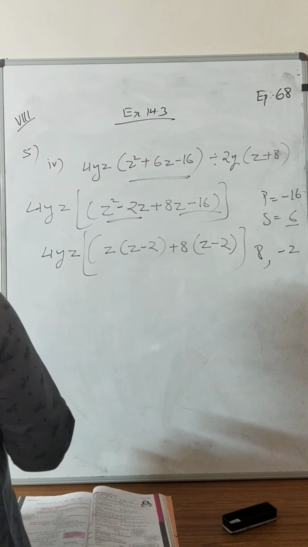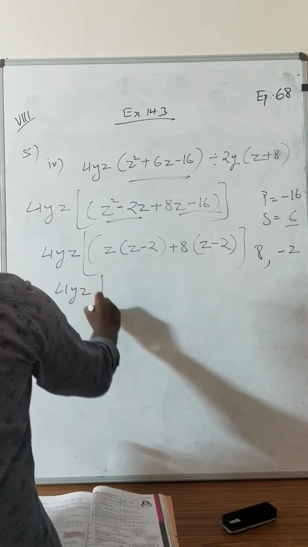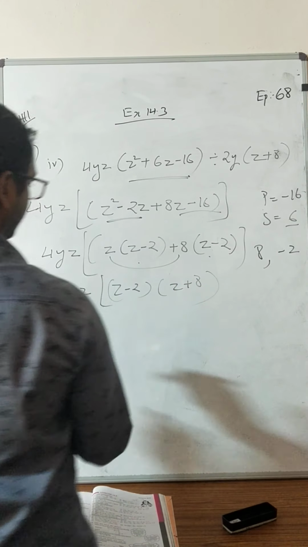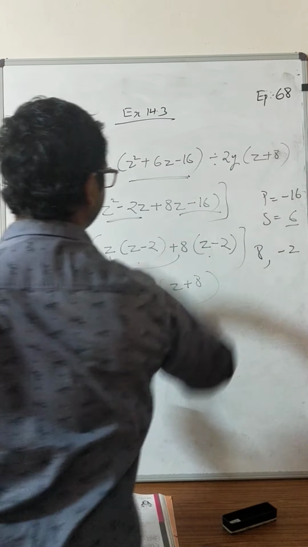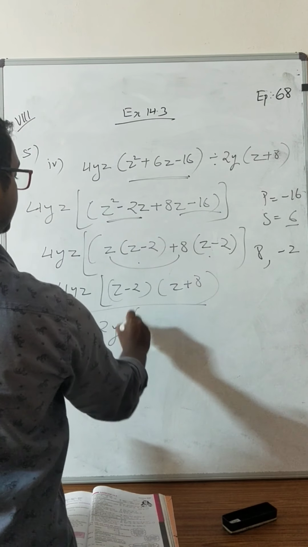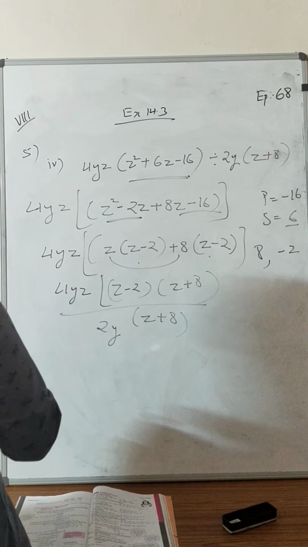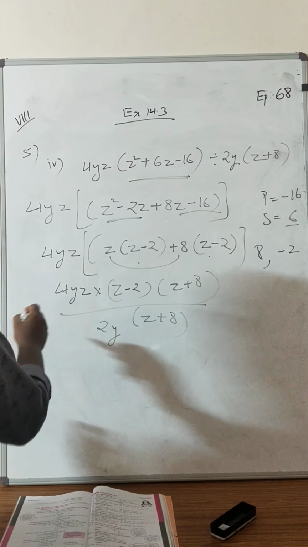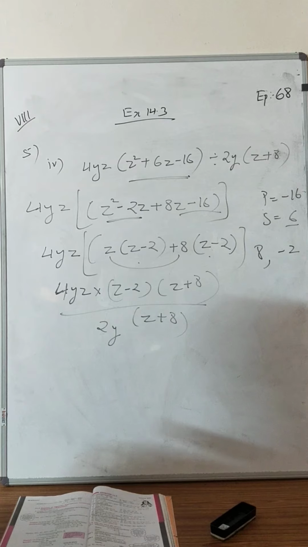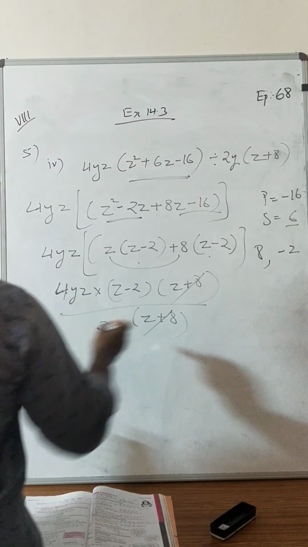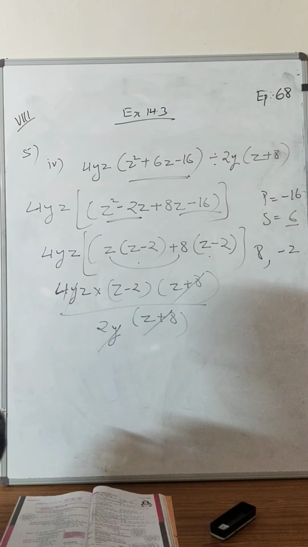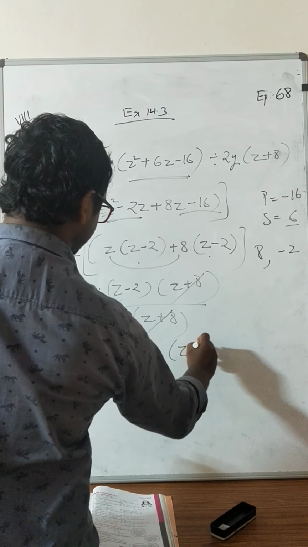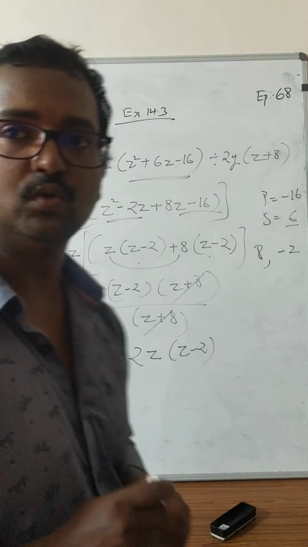Now see, 4yz and here I will have z minus 2 as common and here I will be left with z plus 8. Now this entire term has to be divided with 2y into z plus 8. Now see, remove this bracket. So this is what we have: 4yz into z minus 2 into z plus 8 divided with z plus 8. z plus 8 and z plus 8 will get cancelled. This y and this y will get cancelled. This 2 will cancel for 2. So what is left? 2z into z minus 2 is left. So the final answer is 2z into z minus 2.